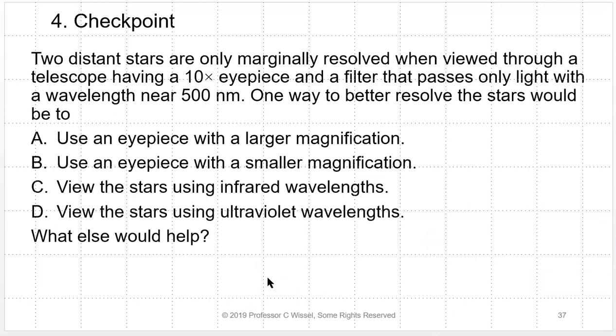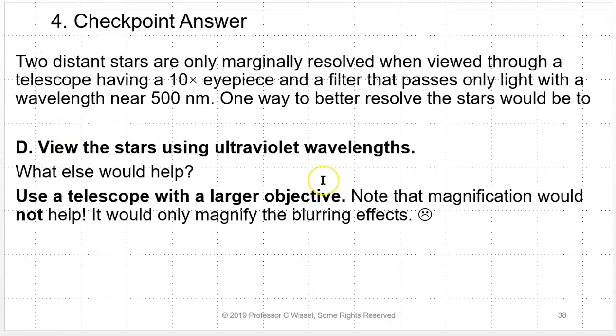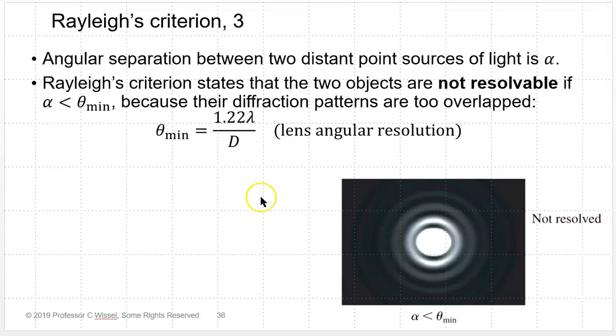Two distant stars are only marginally resolved when viewed through a telescope having a 10 times eyepiece and a filter that passes only light with a wavelength near 500 nanometers. One better way to resolve the stars would be to view the stars using ultraviolet wavelengths. Now, the other thing you can do is use a telescope with a larger objective. If you look back here at Rayleigh's criterion, you want this to be as small as possible. That means you want the shortest wavelength, largest diameter scope. This is why we use large scopes.